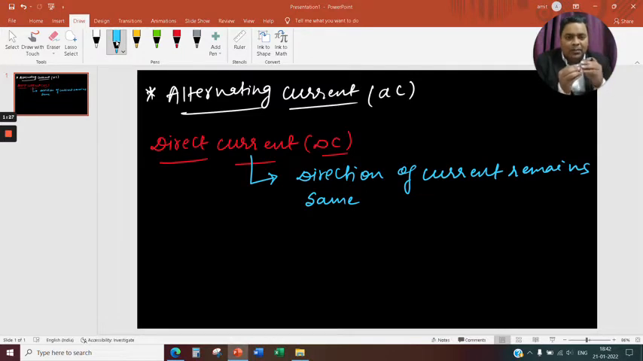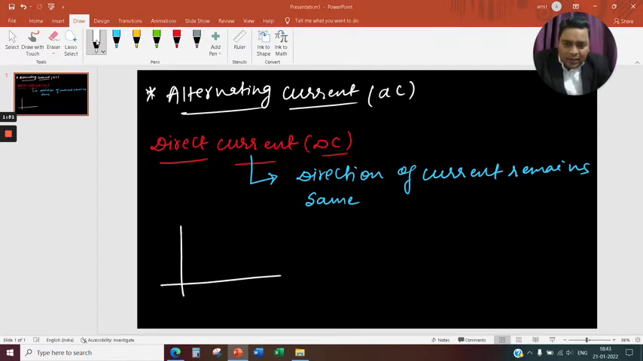Or suppose if it is changing continuously, now after some interval of time, positive current becomes negative and later it becomes positive, that will not come under the concept of DC current. When direction is uniform in nature, when it is not changing, that comes under the concept of DC current here. So for that, let me take an example of a graph here.